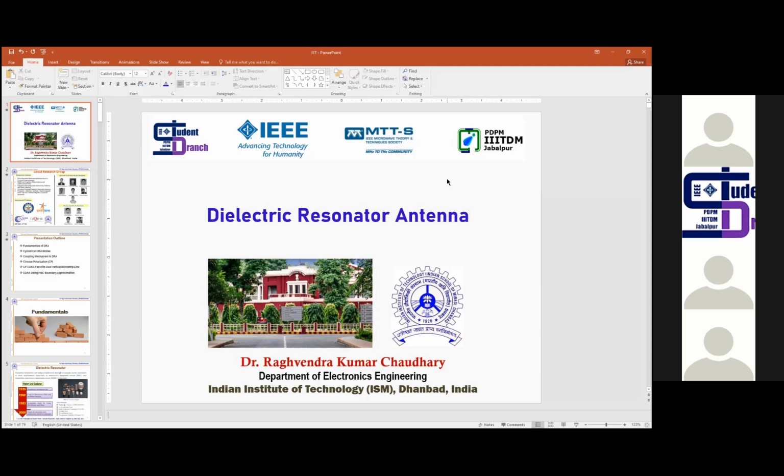On that basis I call it a non-radiating mode, but that is not the correct term. You can say the confined mode. The confined mode may be difficult to radiate.